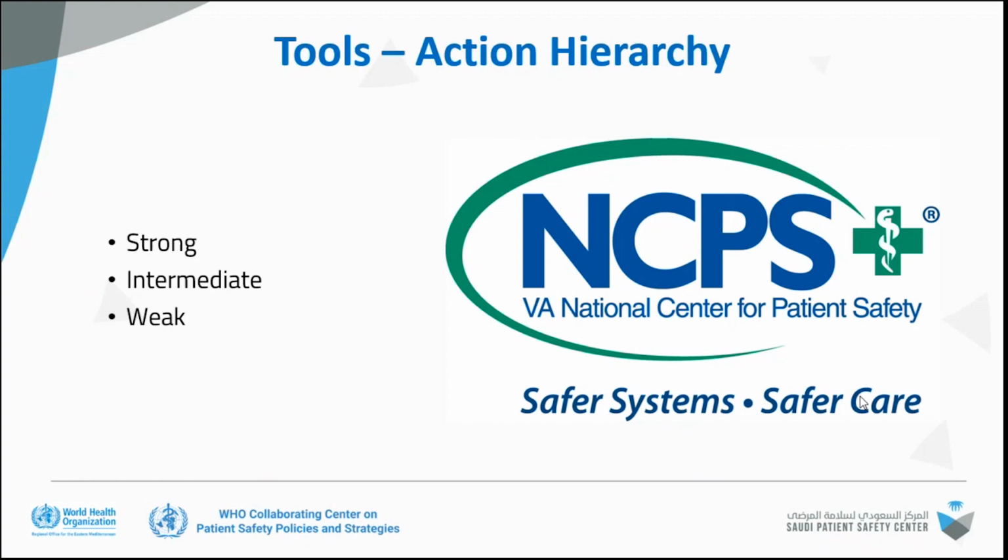Excellent. So reliance on humans, by Yumna. The action is considered strong if it is less reliant on humans, intermediate if it has some reliance on humans, and weak if it has higher reliance on humans. And we will come to examples of this.